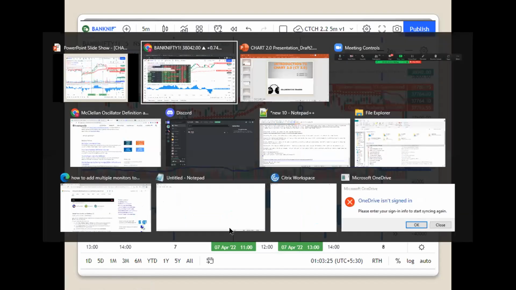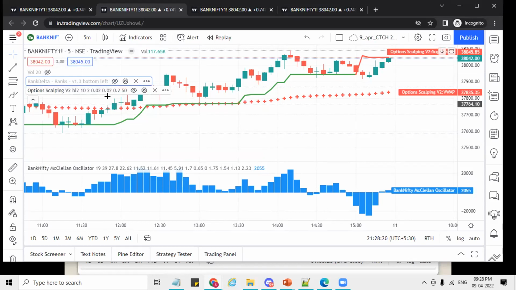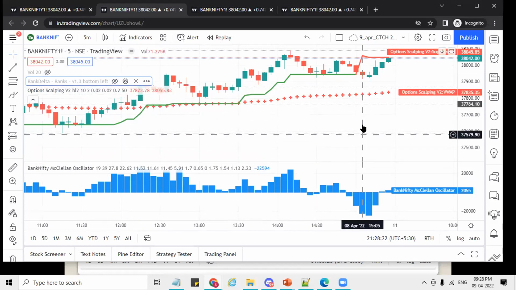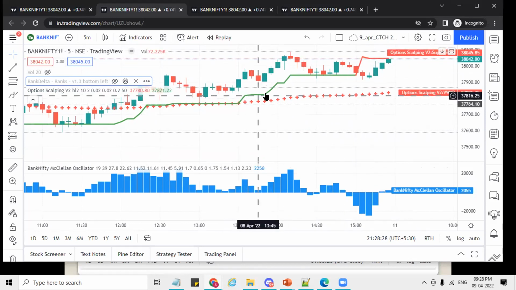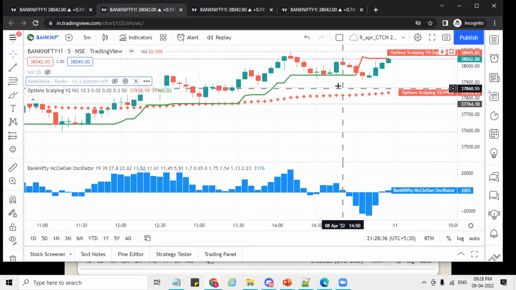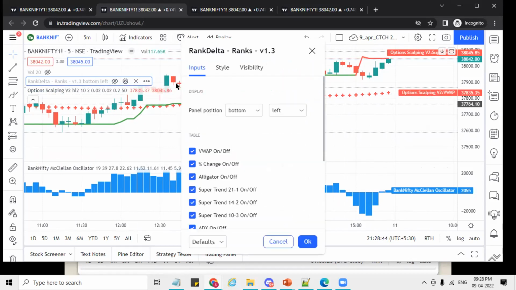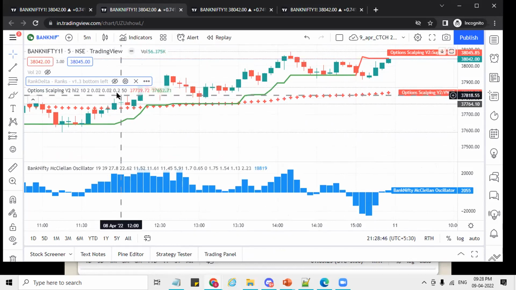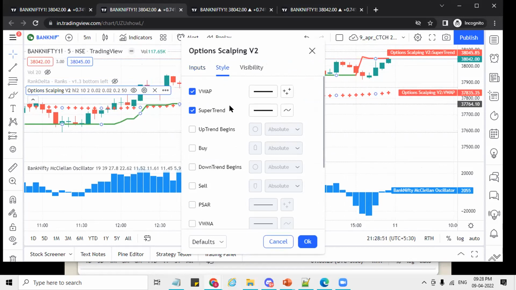So here you can see directly from the chart. Right now I will disable this RAN delta. Here we can see the super trend. When the price is moving up, the super trend gives an indication on the green side, and when the market is going down, it gives a red side. And here we can see the option scalping VWAP information. This is how the configuration of the parameters works. Here we can do the configuration and customization for these parameters.